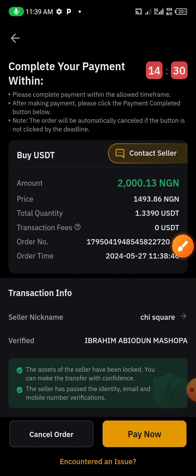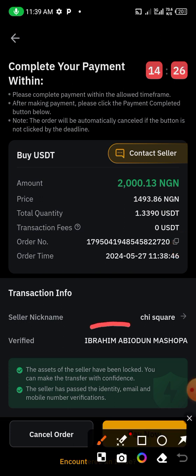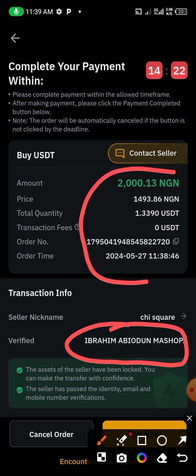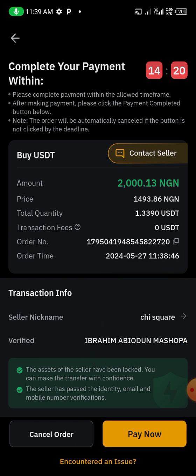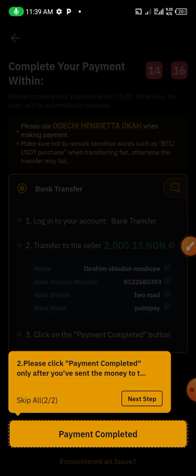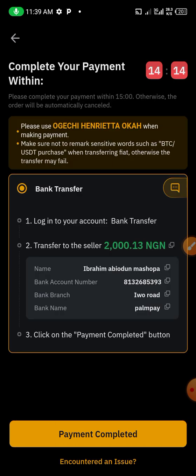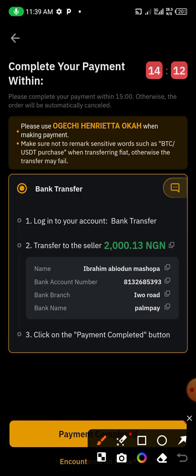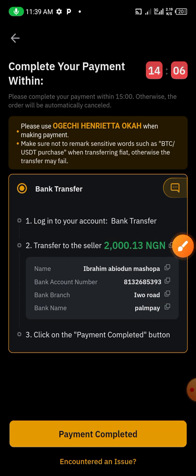Okay, if you click on pay now, these are the details of the person. This is the person's name. This is the amount I want to buy, and so on. But what I need to do is click on pay now. Once you click on pay now, they want to show you some steps. Okay, the next thing you do is you click on this little icon here. Sorry, not this one, this little icon here.